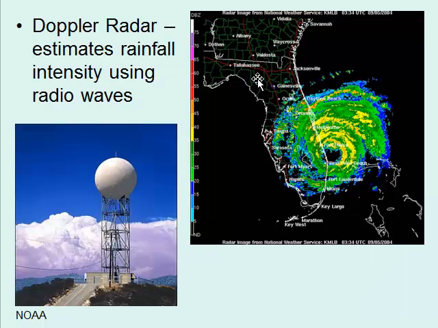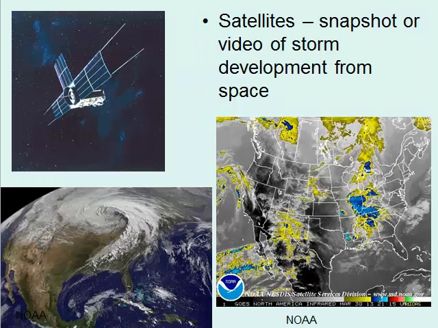We also can use Doppler radar. So this is used to estimate rainfall intensity using radio waves. Here you can see a Doppler radar tower and then the image that is produced, a hurricane in Florida. We also use satellites. This can take a snapshot or a video of a storm from space or just weather patterns from space. So here we can see just a snapshot of what's called a mid-latitude cyclone, or possibly a former hurricane. That might be what that is, but it also might be a mid-latitude cyclone. We'll talk about these things in week 8, I believe.